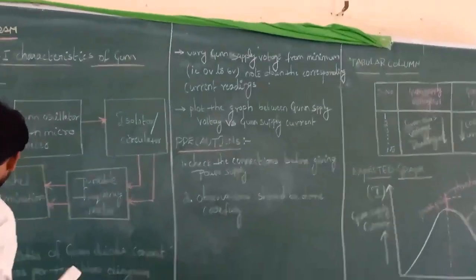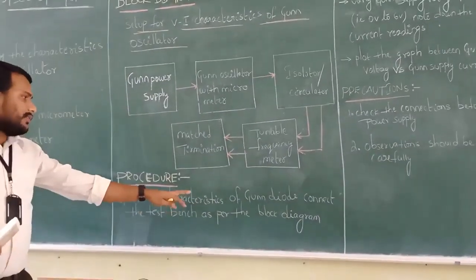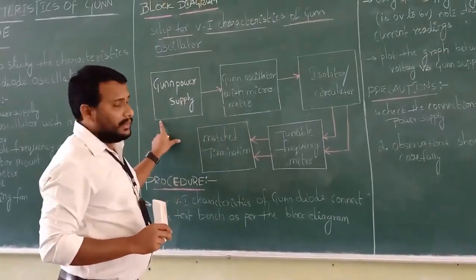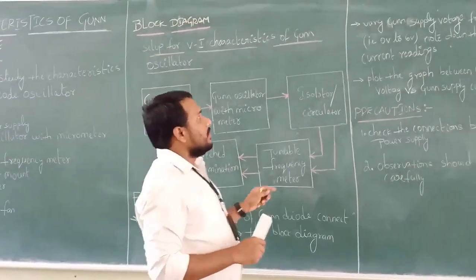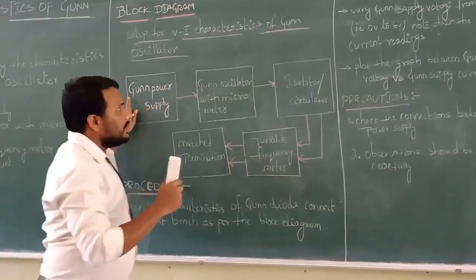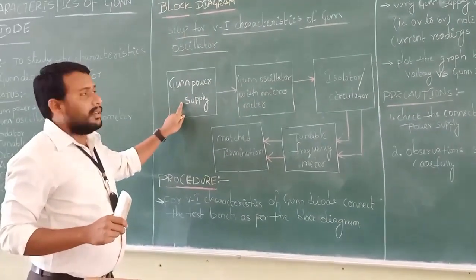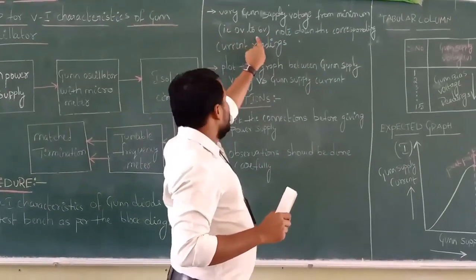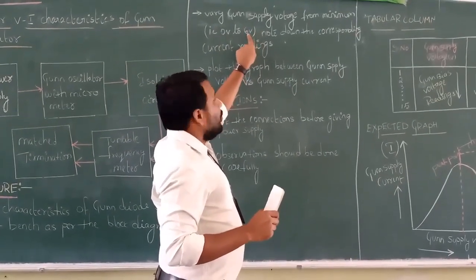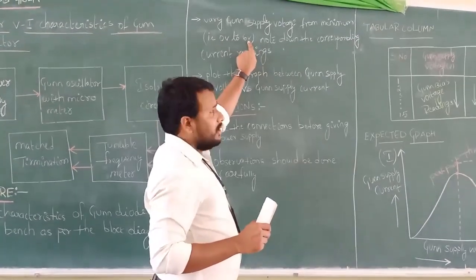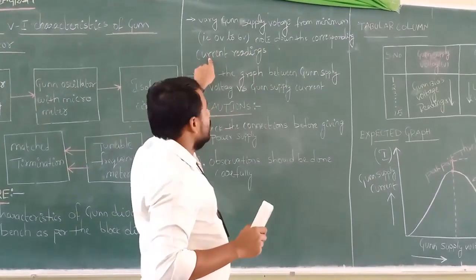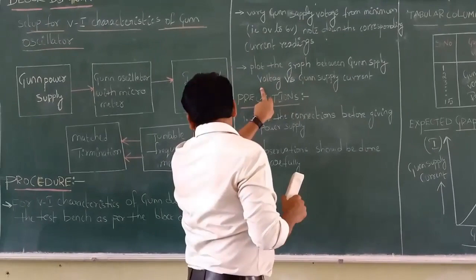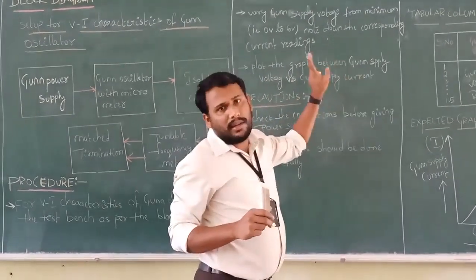Let's come on to the procedure. For VI characteristics of the Gunn diode, connect the test bench as per the block diagram. After connection, go for the supply voltage by varying it from 0 volts to 6 volts. So 0 is the minimum, 6 is the maximum value. By varying the Gunn bias voltage up to 6 volts, note down the corresponding current readings. So by taking the voltage and current readings, plot the graph between supply voltage versus supply current.